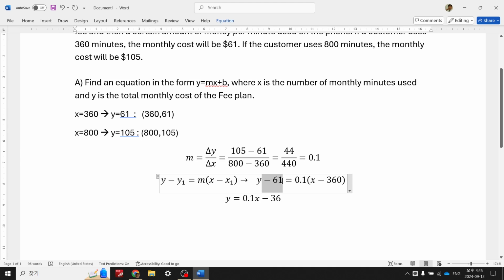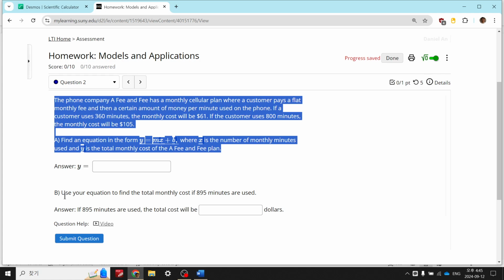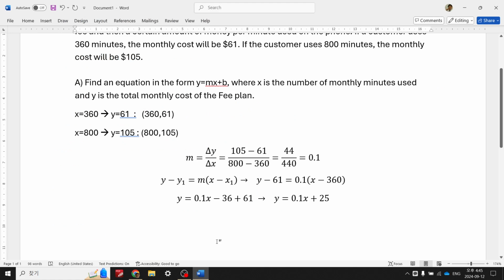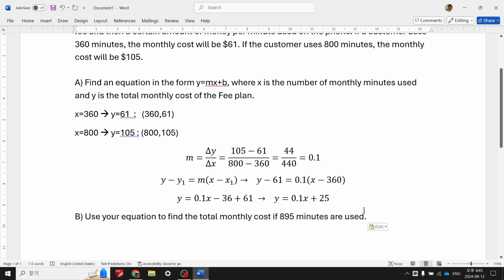But then there's a plus 61 that you move over. So it's plus 61. And that's going to give you y equals 0.1x, what is that? 36 minus 61... 25, plus 25. Okay? So that's the answer for part A. Now let's look at what part B is saying. Part B, use your equation to find the total monthly cost if 895 minutes are used. Okay?